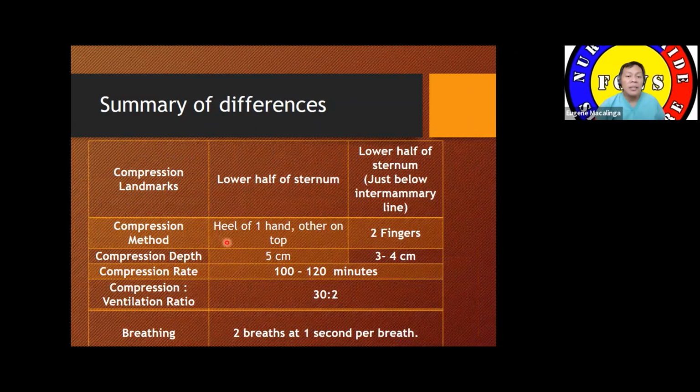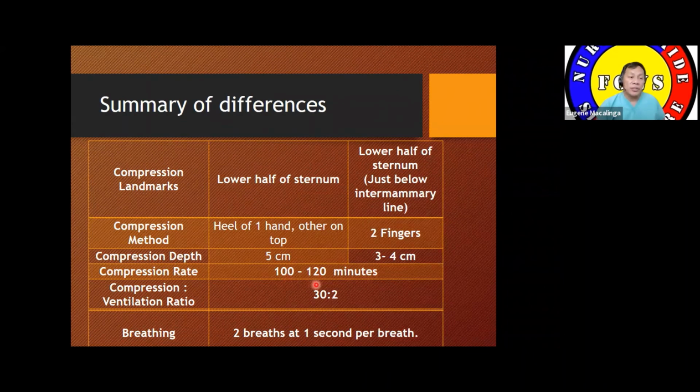Landmark: heel of one hand, the other on top. Compression, again, this is a must know. For adults, you have to compress as deep as about 5 centimeters. 5 centimeters. And the compression rate is 100 to 120 per minute.